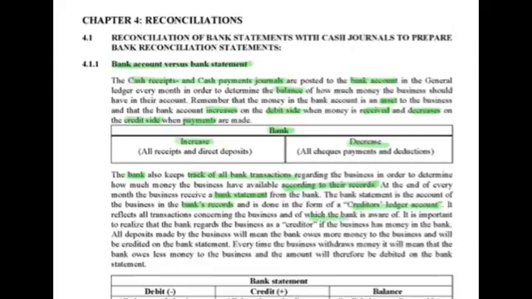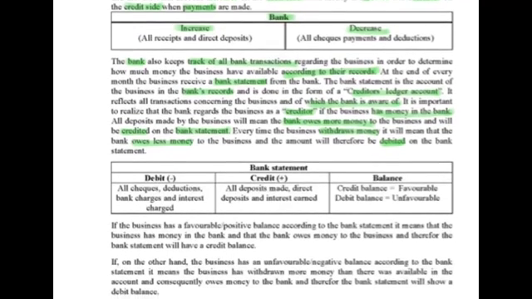It is important to realize that the bank regards the business as a creditor if the business has money in the bank. Think about this. A creditor is someone that we owe money to. So if I put my money in the bank, then basically the bank owes me my money. Therefore I am a creditor to them. So all deposits made by the business will mean the bank owes more money to the business and will be credited in the bank statement. And every time the business withdraws money, it will mean that the bank owes less money to the business and therefore the amount will be debited on the bank statement. So it's directly reversed of what happens in our books.